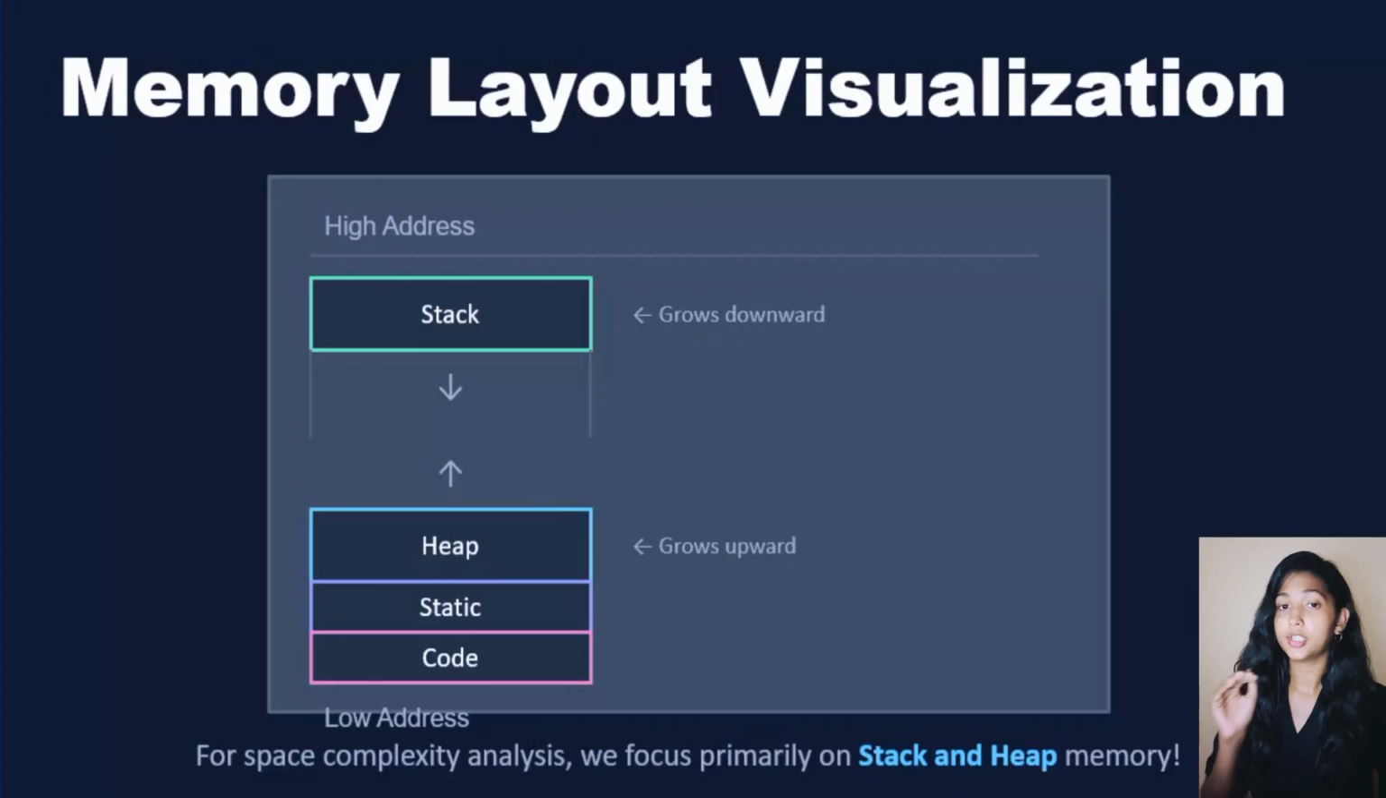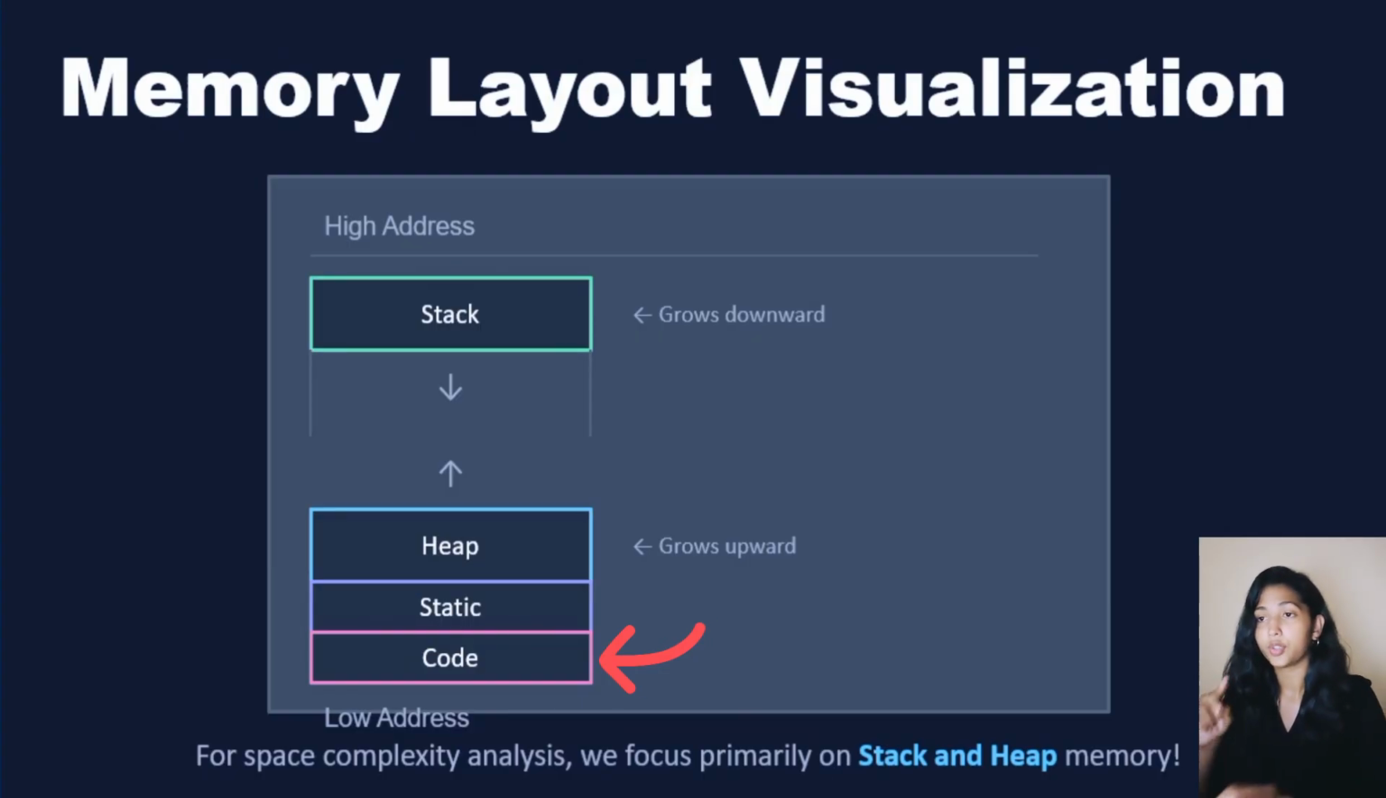Third one is code space. It stores compiled program instructions, constants and literals, usually read only. And static, or we call it global space. It stores global variables, static variables, and constants that live for the program's lifetime. So that's it. You can see here the memory layout visualization. I will show it to you for better understanding.